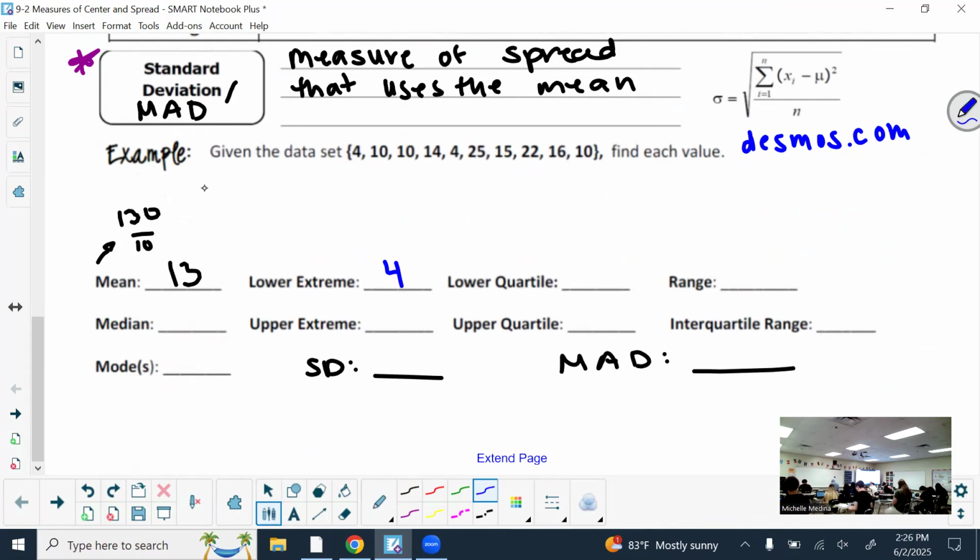Let's see. Jenny, it's kind of going in a weird order. Jenny, why don't you tell me the upper extreme? 25 is my maximum value. I don't see a number higher than that. Other things you could probably figure out without putting it in order, maybe like the range now that we have that. But for most of the rest of them, we need it to be in order. So let's start putting it in order.